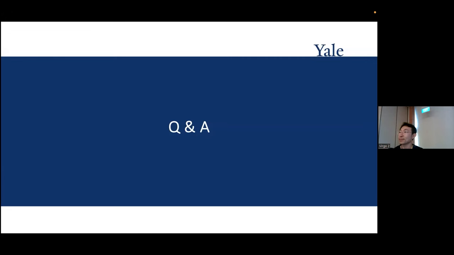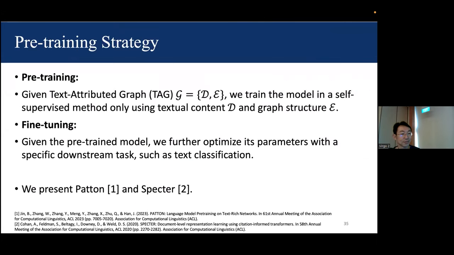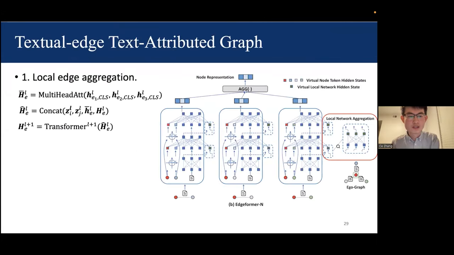I didn't quite understand the local edge aggregation and how the ego graph goes into the model. Can you clarify how this is done? Okay, so I think the question here is on the local edge aggregation: how does it get incorporated into the multi-head attention? Is it the edge form here? Yes, this is the one.